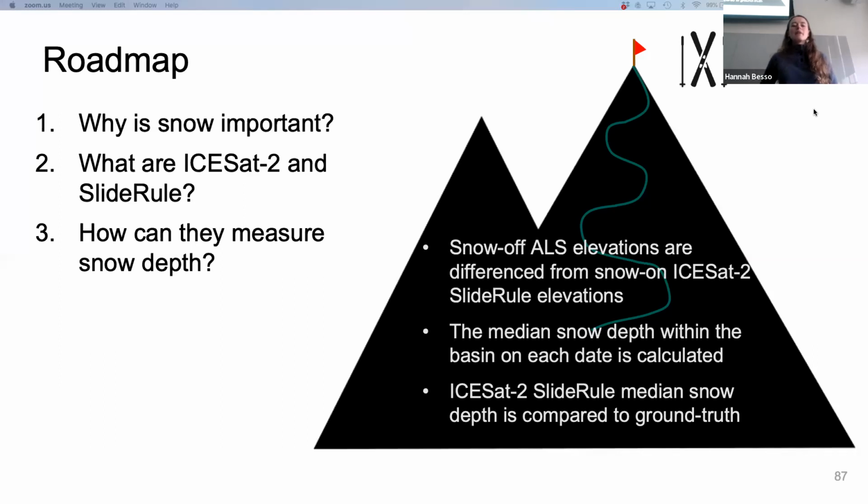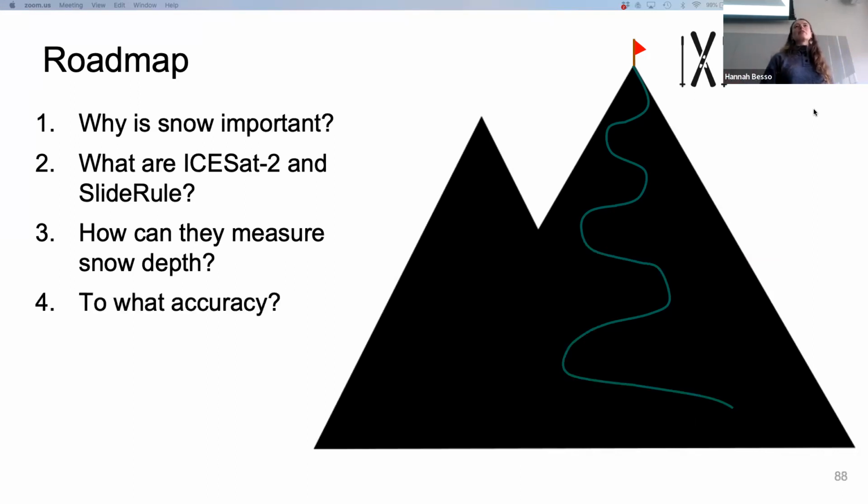So to recap our methods, the snow off aerial LiDAR elevations are different from the snow on ICESat-2 SlideRule elevations. And the median snow depth within the basin for each of the ICESat-2 acquisition dates can be calculated. And ICESat-2 SlideRule median snow depth is then compared to ground truth. And now we can dive into our results. What is the accuracy of the snow depth that we can calculate?